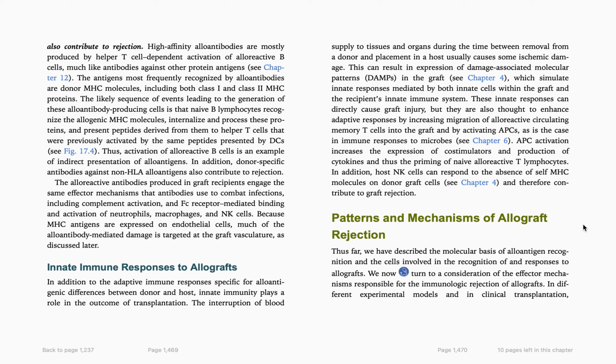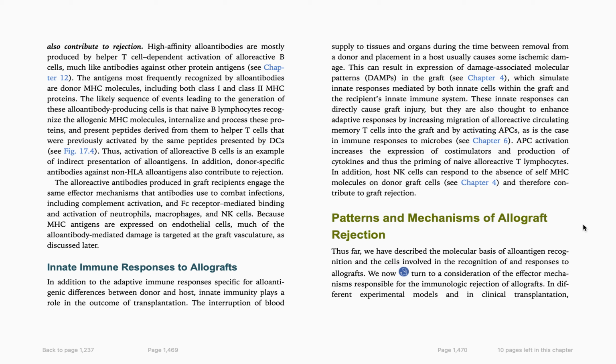In addition, donor-specific antibodies against non-HLA alloantigens also contribute to rejection. The alloreactive antibodies produced in graft recipients engage the same effector mechanisms that antibodies use to combat infection, including complement activation and Fc receptor-mediated binding and activation of neutrophils, macrophages, and natural killer cells. Because MHC alloantigens are expressed on endothelial cells, much of the alloantibody-mediated damage is targeted at the graft vasculature, as discussed later.